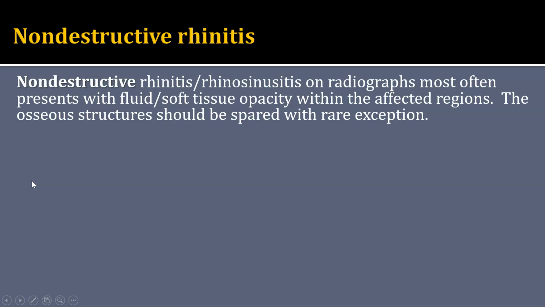Let's start with non-destructive rhinitis or rhinosinusitis, and on radiographs, this will most often present with fluid or soft tissue opacity within the affected regions. It can be bilateral or unilateral, can be focal or diffuse, and it just depends upon what process is underlying the rhinitis. Again, the osseous structures should be spared, with rare exception. I'll come back to that.